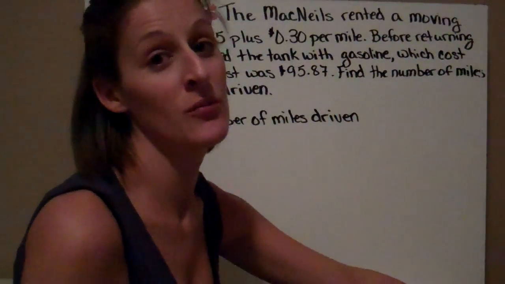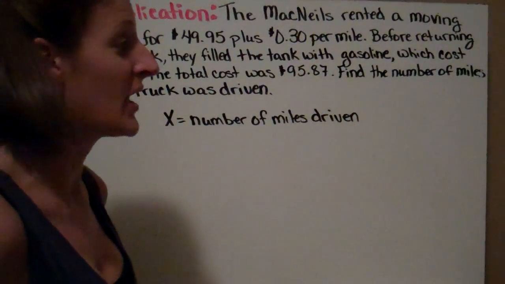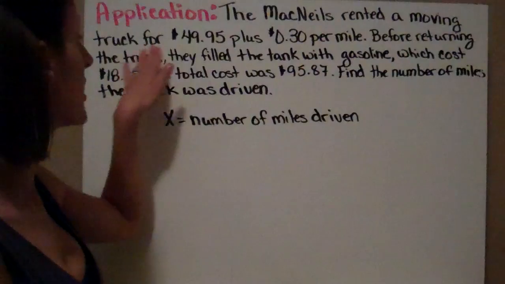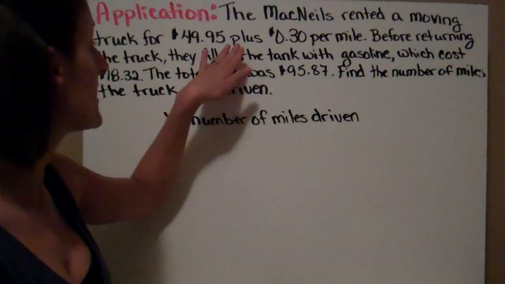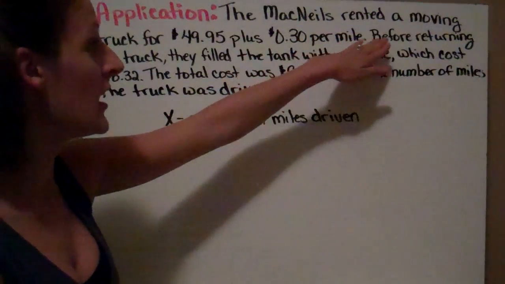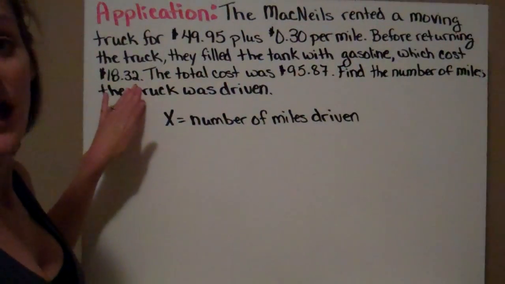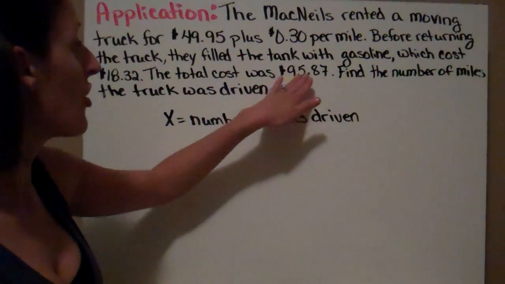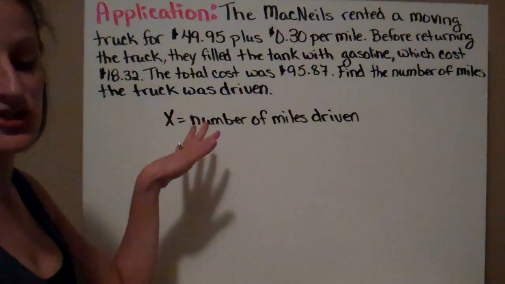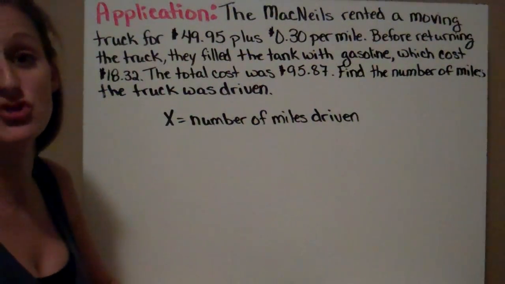Alright, now where we come in with multi-step equations, we're going to use it using a word problem. I know you all love them. Alright, this time we have the McNallys rented a moving truck for $49.95 plus 30 cents per mile before returning the truck. They filled the tank with gas, which cost $18.32. The total cost was $95.87. We need to find the number of miles the truck was actually driven. Okay, x is going to be the number of miles driven.